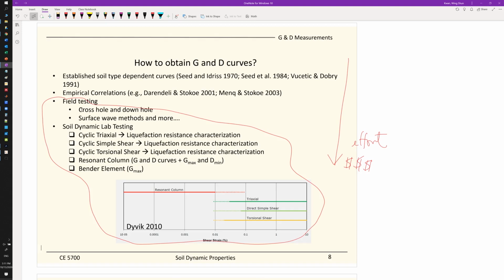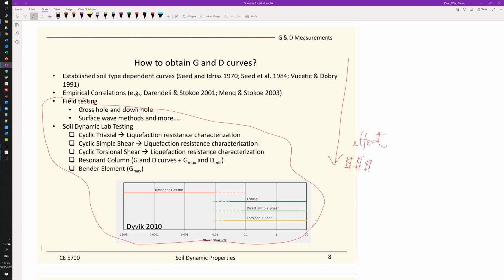I have uploaded the ASTM standards for downhole and crosshole testing, so feel free to download and read more about that. When I was at Texas, there was a graduate-level class for the whole semester just on dynamic soil property characterization, on top of the geotechnical earthquake engineering class. But this is a typical geotechnical earthquake engineering class, so we don't have the time to go into details. Feel free to read the textbook.